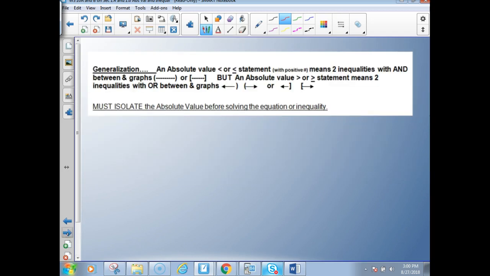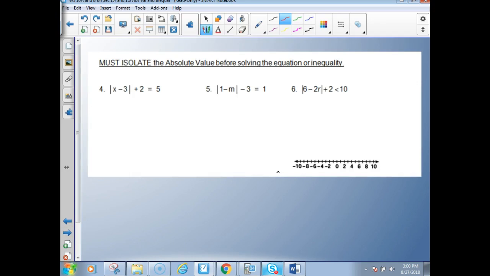All right, for the generalization part, an absolute value less than or equal to statement with a positive number means 2 inequalities with and between. The graphs are going to look something like that. But an absolute value with a greater than or equal to statement means 2 inequalities that are going to be tails. You always need to isolate your absolute value before solving the equation or inequality.